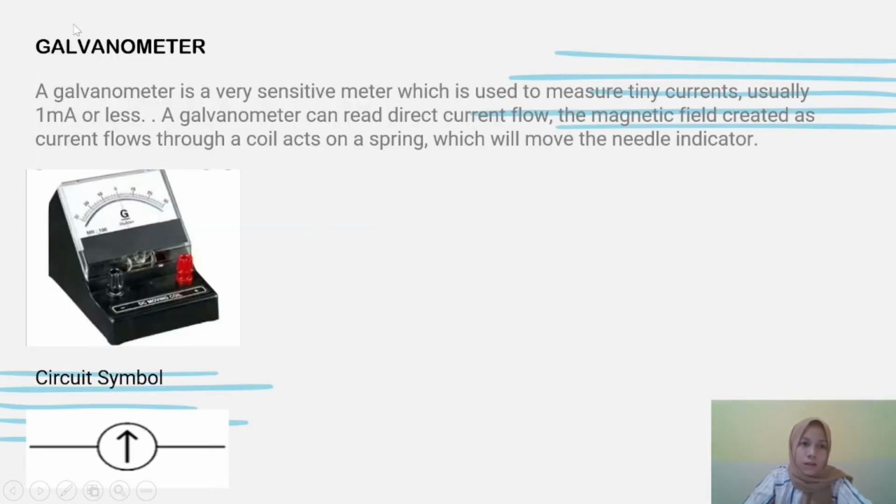The third is the galvanometer. A galvanometer is a very sensitive meter which is used to measure tiny currents, usually 1 milliampere or less. A galvanometer can read direct current flow. The magnetic field created as current flows through a coil acts on a spring, which will move the needle indicator. This is the galvanometer, and this is the circuit symbol of the galvanometer.